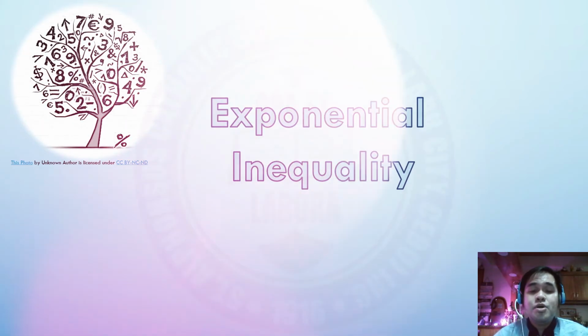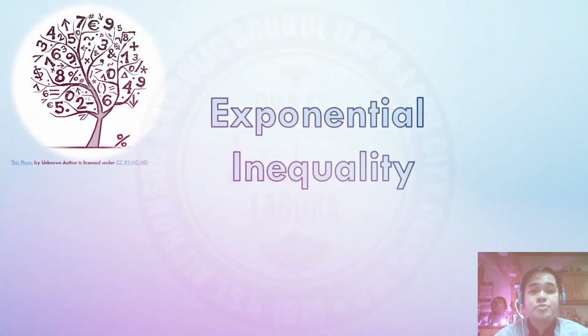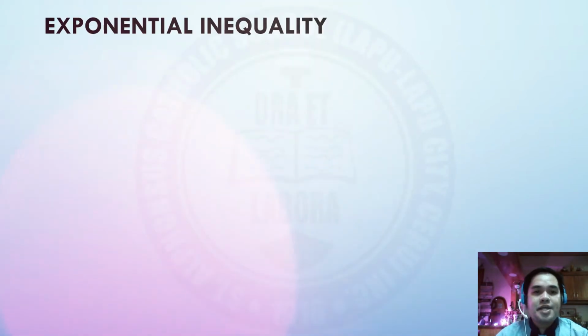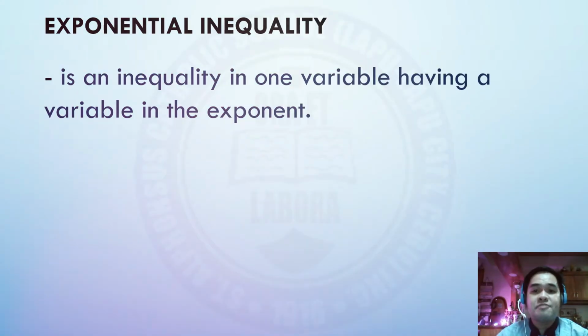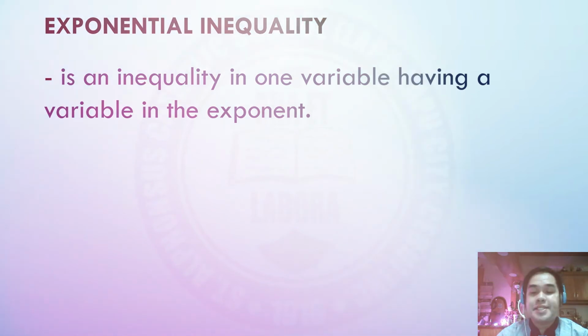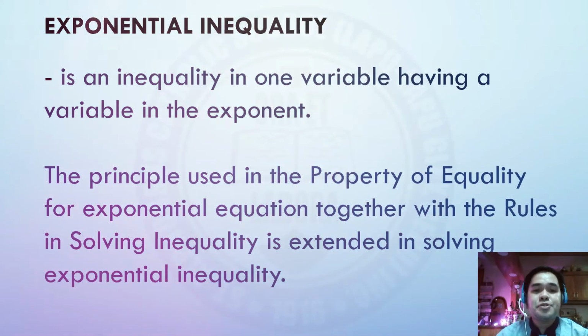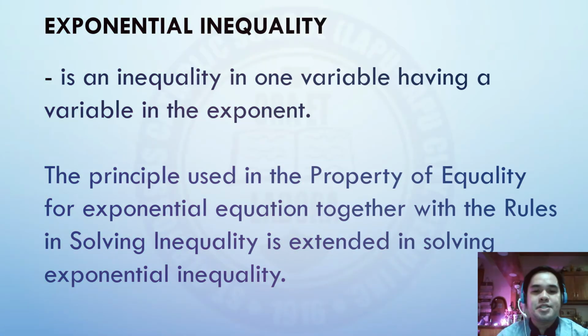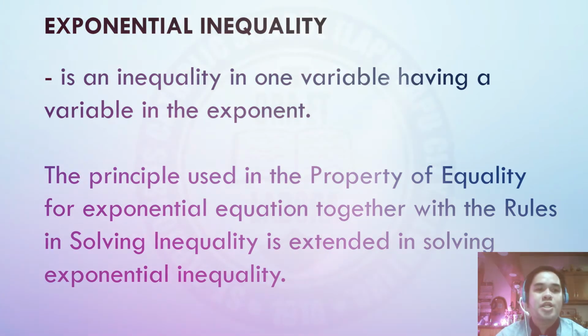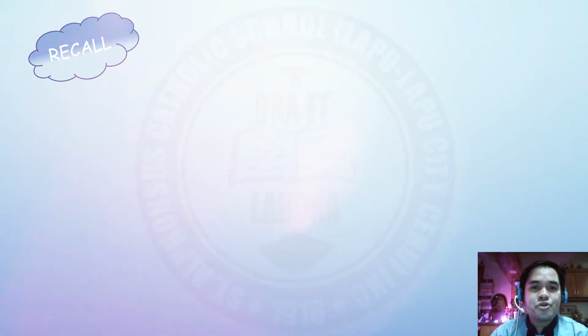So this time, we will proceed now to the exponential inequality. When we say exponential inequality, it is an inequality in one variable having a variable in the exponent. The principle used in the property of equality for exponential equation, together with the rules in solving inequality, is extended in solving exponential inequality. So let's have a recall on the concepts of the inequality here this time.